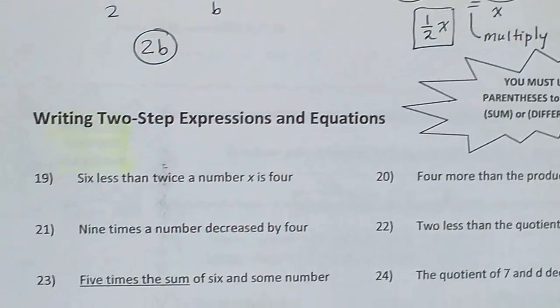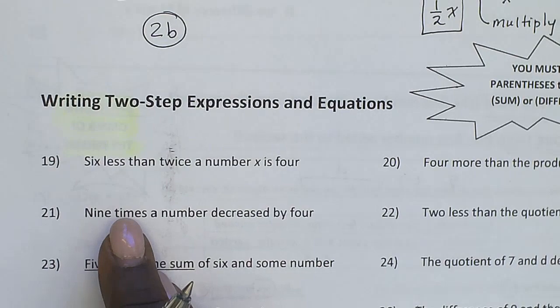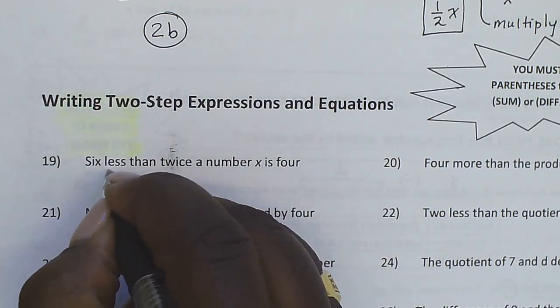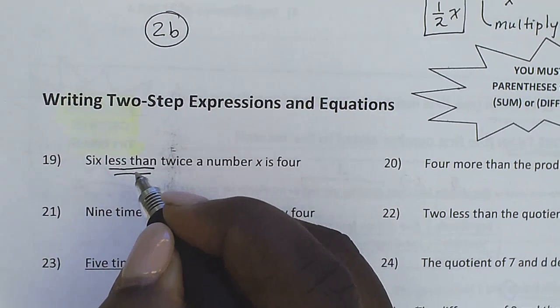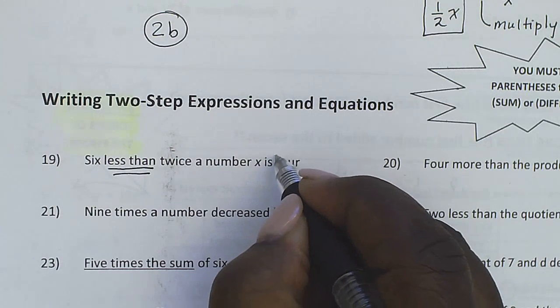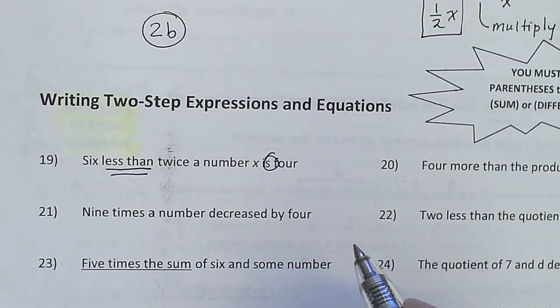So let's do a couple of these. 6 less than twice the number. So now we're combining a lot of stuff. 6 less than twice the number is 4. What do you think it is?